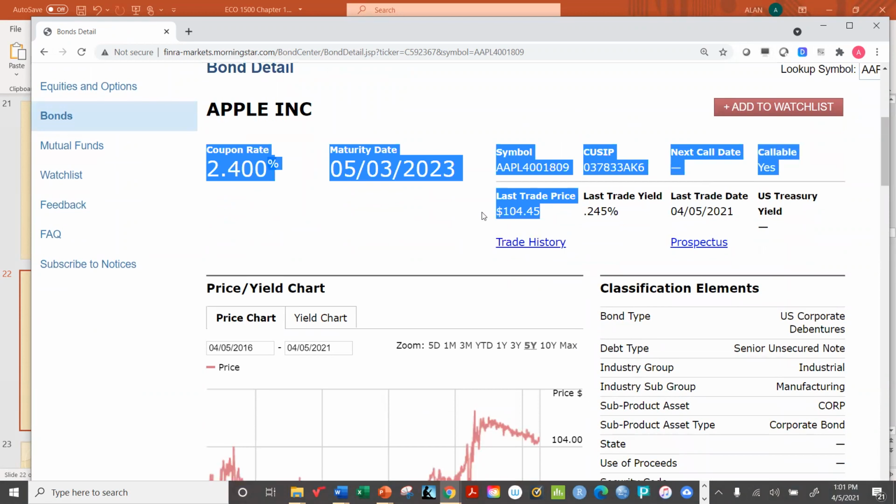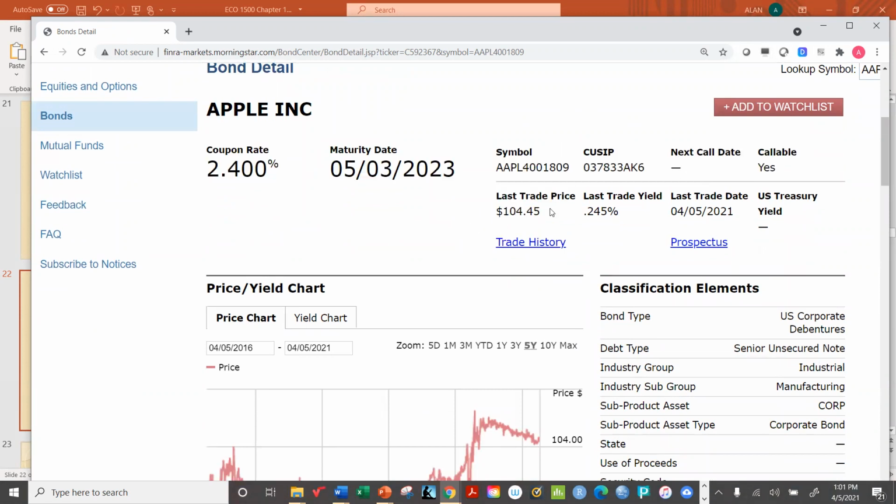This actually represents 104.45% of the face value. The bond isn't actually selling for $104.45. That means 104.45% of the face value. So if it's a $1,000 bond, that means the price would actually be $1,044.50.